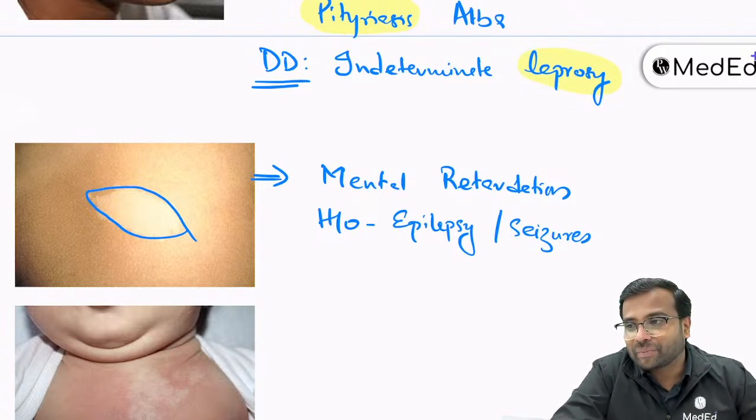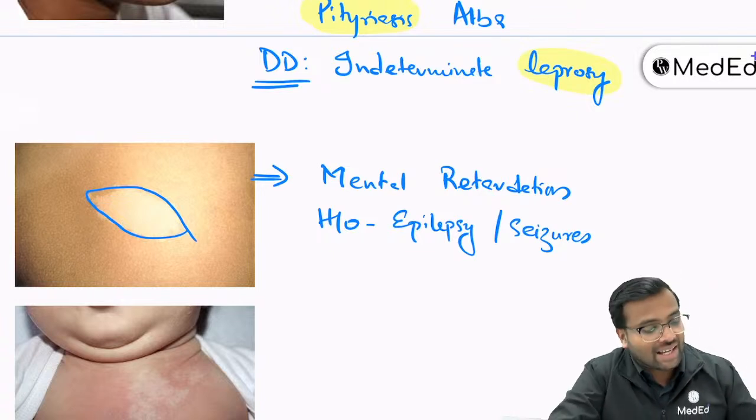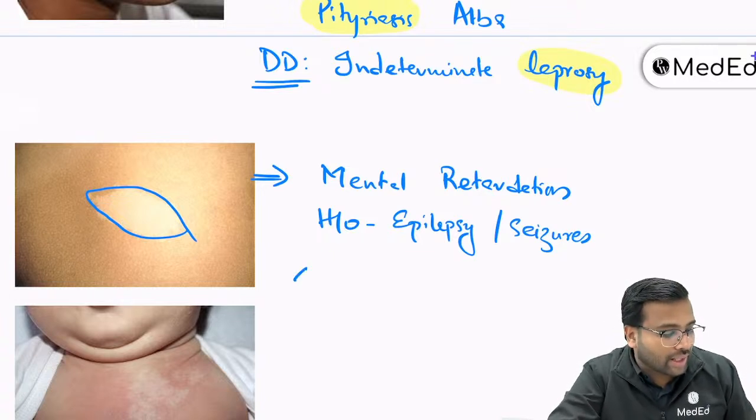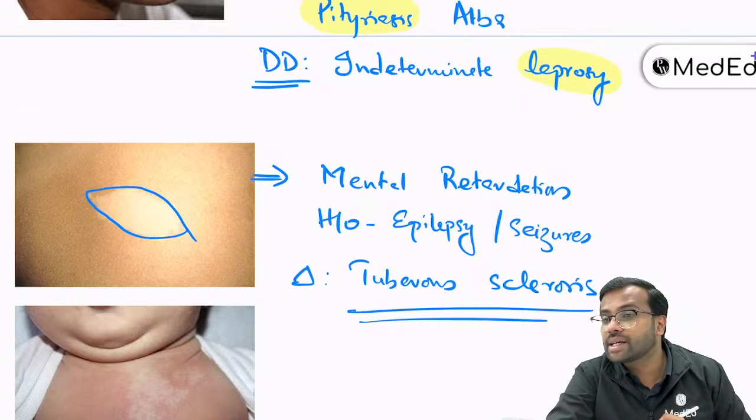What is it? Yeah, the answer is there. Very smart people attending. All the answers are in the chat box, right? What is this? So here the diagnosis can be tuberous sclerosis. So this can be tuberous sclerosis.